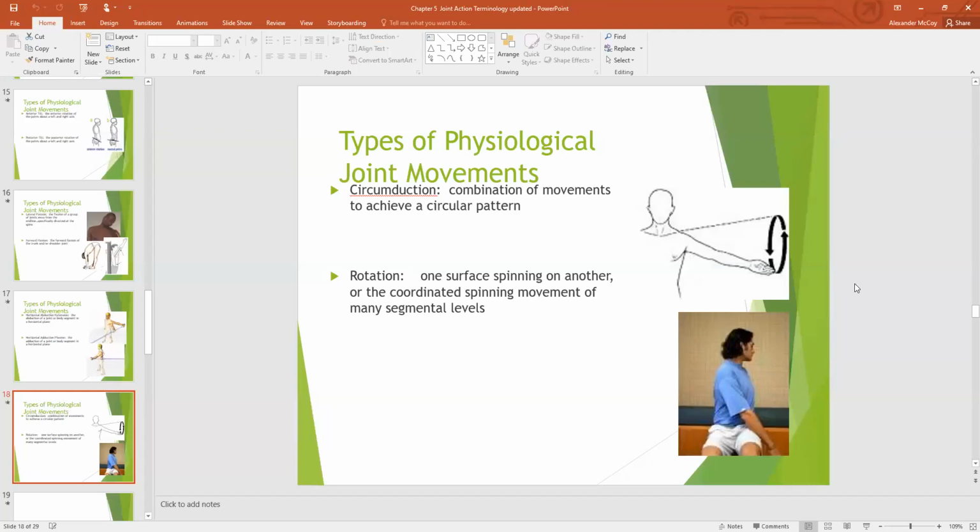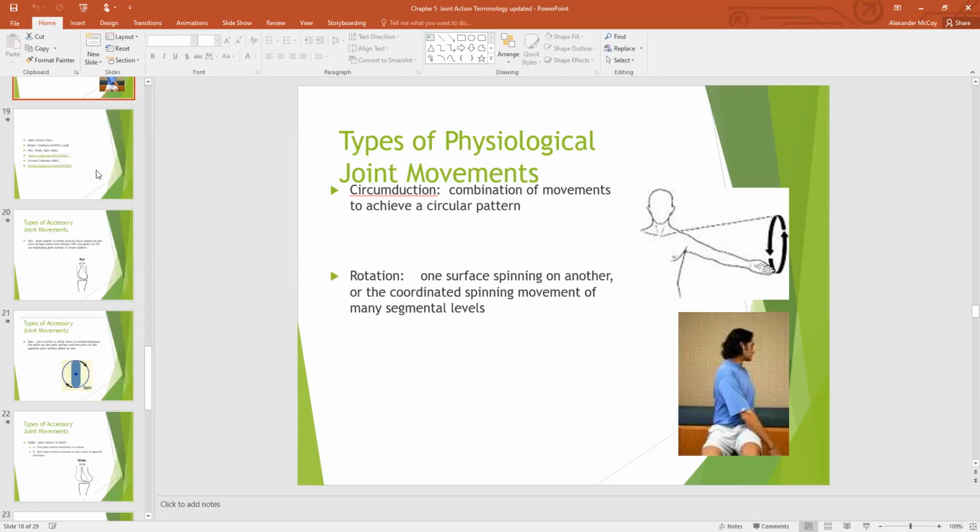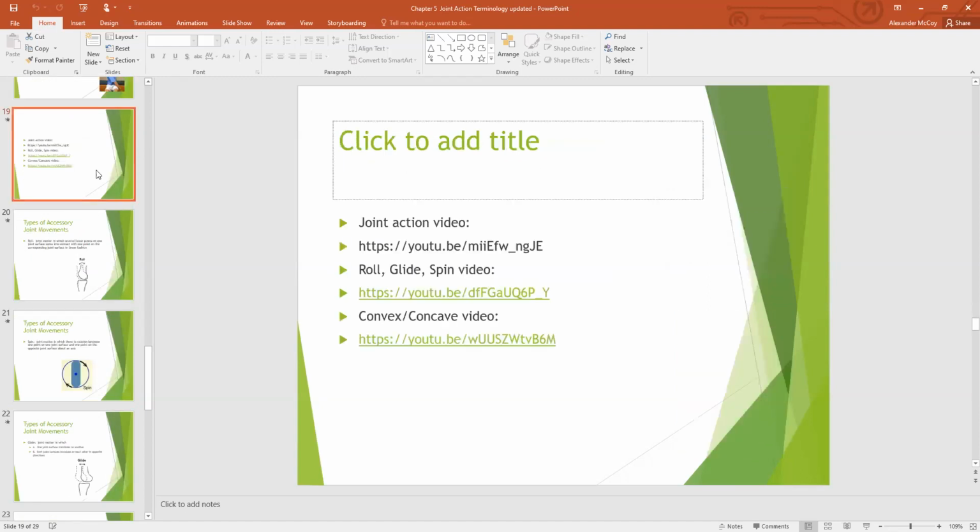Rotation. You think about the spine, how you can twist, and segmentally, these coordinated movements happen all the way up the spine, and we're able to rotate along the spine all the way up, just like this gentleman is doing right here. Again, we're talking about physiological movements that are occurring appropriately.